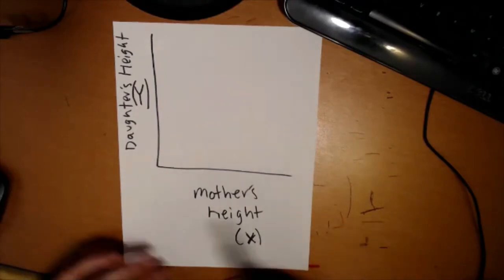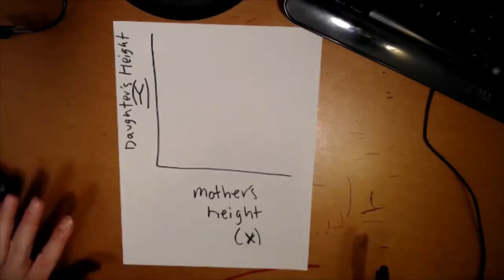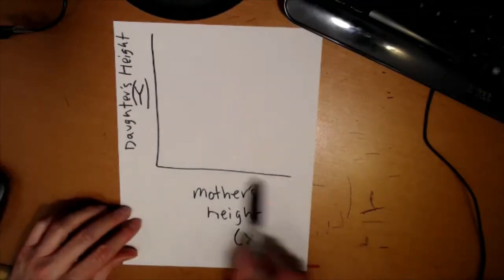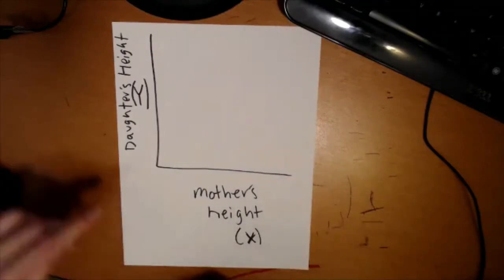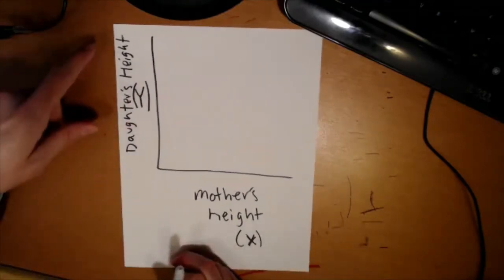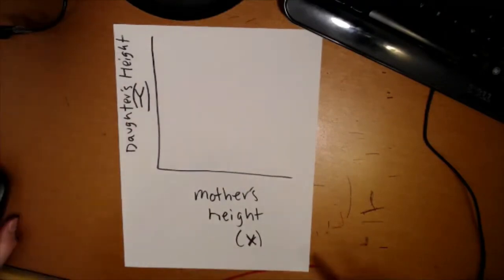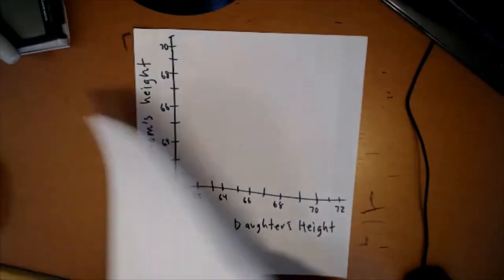Apologies. So as you watch the rest of this video, just know that all the math is totally good. This is supposed to be mother's height on the x. This is supposed to be daughter's height on the y. Ugh, okay, sorry about that. Keep watching. The y variable is daughter's height.